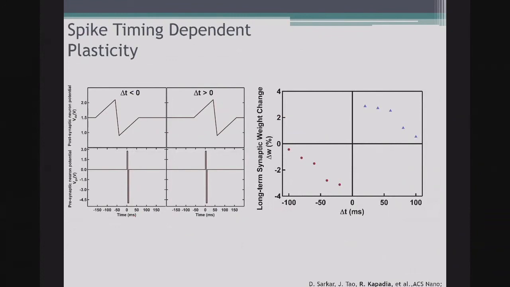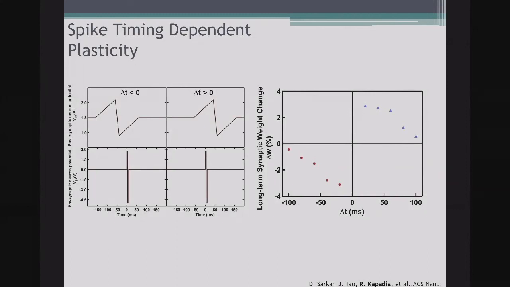And as a function of the difference in time, can we actually get a change in behavior of the synapse? And so normally, this delta T is referring to the difference in time between the pulse that occurs downstream from the synapse and the pulse that occurs upstream from the synapse, right?